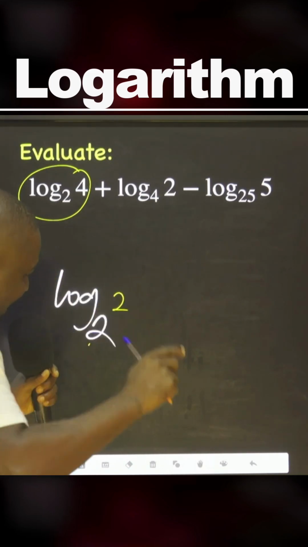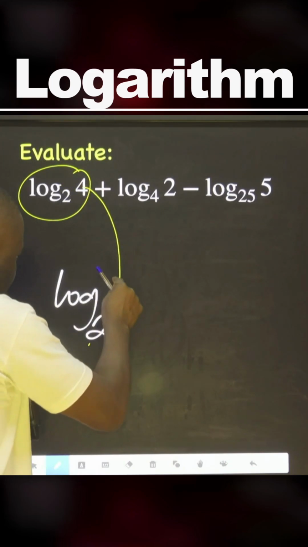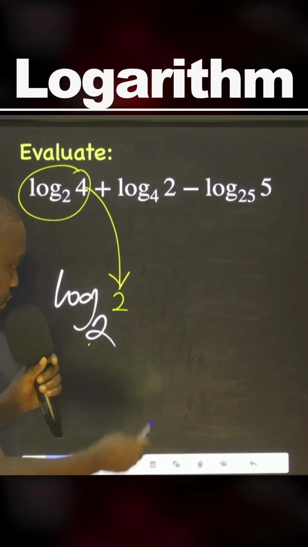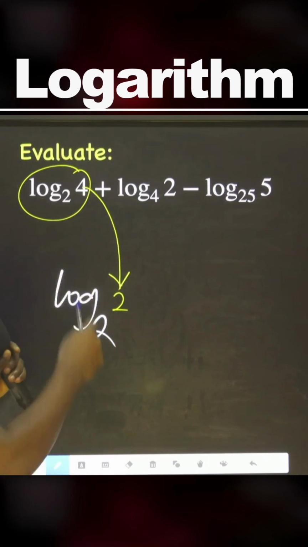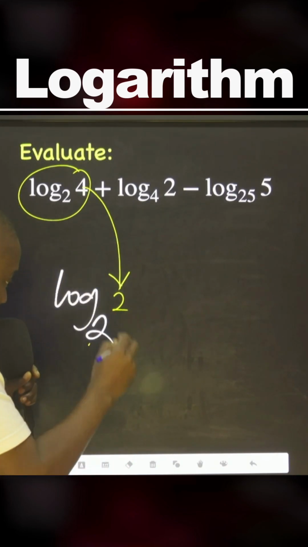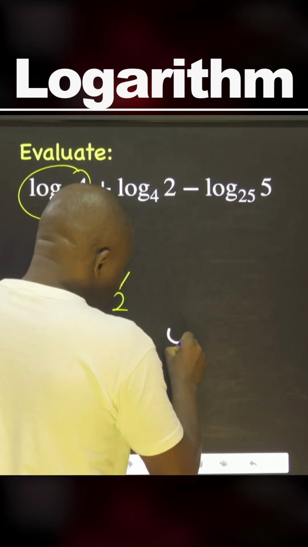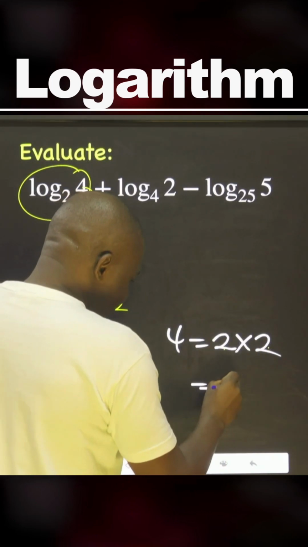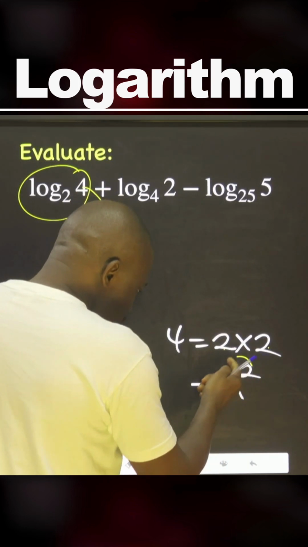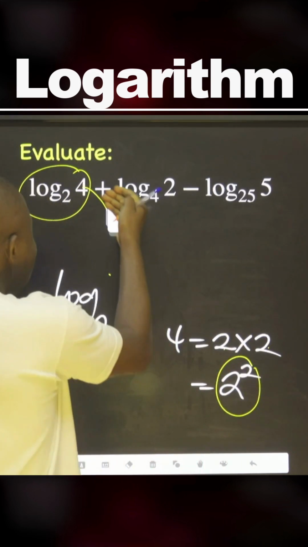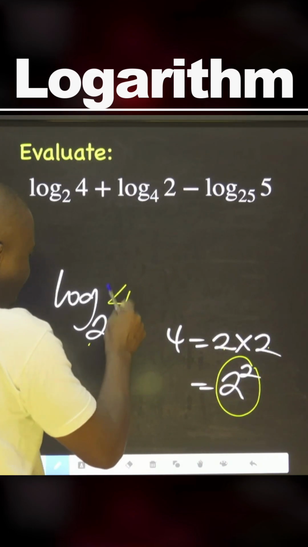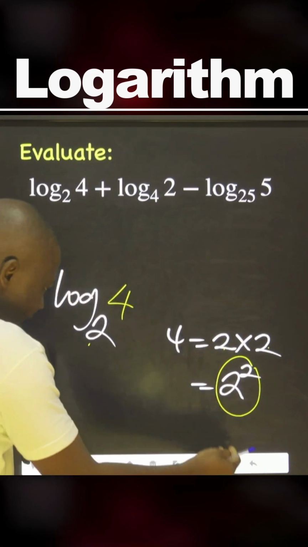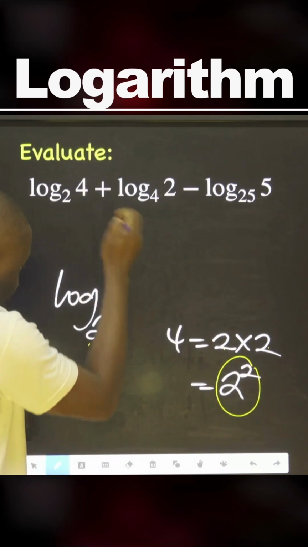So my next target now is how to make this 4 become 2. That is, 2 to get close to this base. The only way to do that is to say 4 is equal to 2 multiplied by 2. How many 2? 1, 2. That is 2 raised to power 2. So I will use this one now to replace this 4. Should I put 4 here? I am not going to put this 4 again. I will replace the 4 with this.